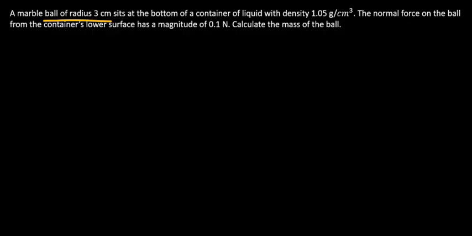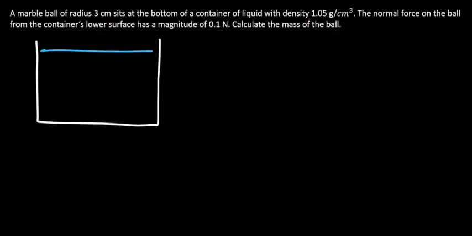Problem 3. A marble ball of radius 3 centimeters sits at the bottom of a container of liquid with density 1.05 gram per cubic cm. The normal force on the ball from the container's lower surface has a magnitude of 0.1 newtons. Calculate the mass of the ball. So that is the liquid, and you have a ball right there. Let's look at the free body diagram. You have the normal force, capital N. We know what that is, 0.1 newtons. And of course you have the weight of that ball, let's call it capital W.